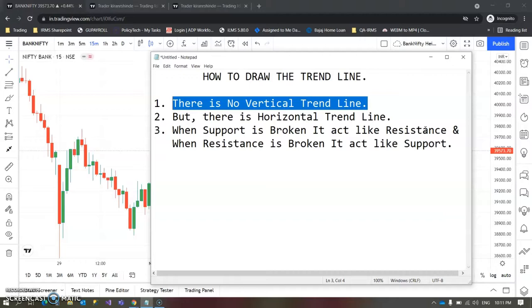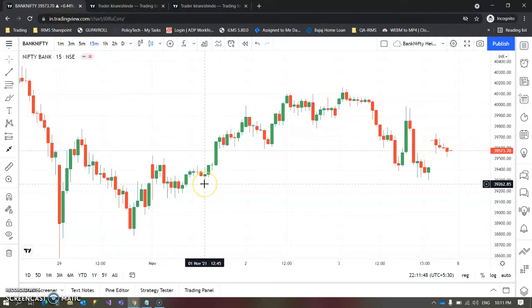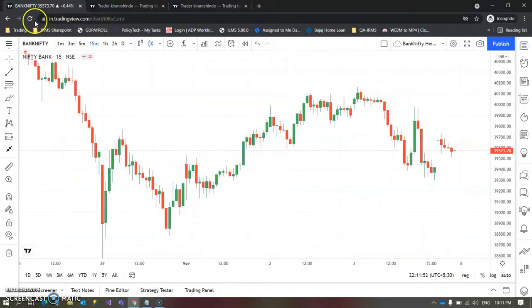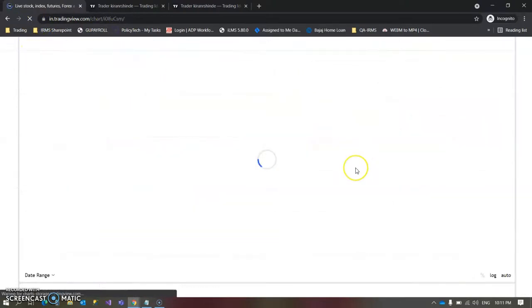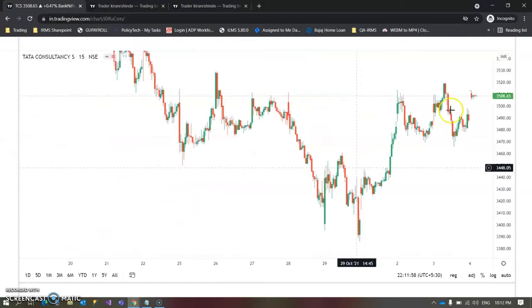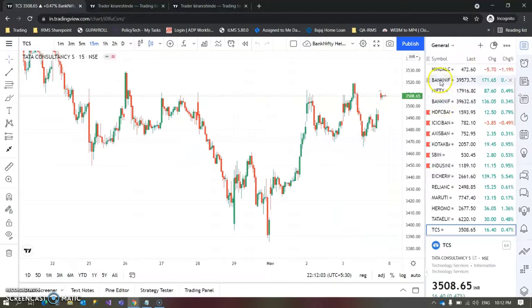This video is especially for the new traders joining the market who want to learn and don't know how to do this. First I would like to explain this on Bank Nifty, as our channel belongs to Bank Nifty. So let me reload this chart. This is the Bank Nifty spot chart. Let me select the Bank Nifty spot chart.